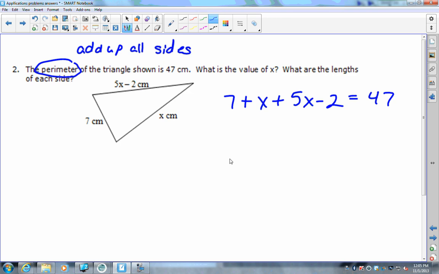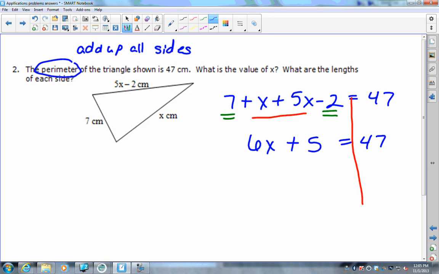Okay? So I wrote my equation. Now I need to solve for x. So let me draw my line with an equal sign. I'm going to combine like terms. I'm going to put my x's together. So I get 6x. Then I have 7 minus 2. 7 minus 2 is 5 equals 47.